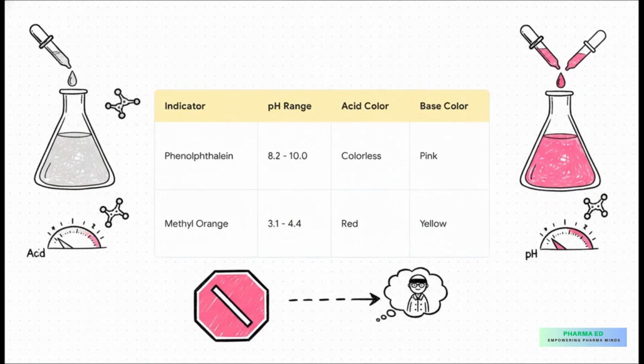So, how do these indicators actually work? Well, they're basically special dyes that are sensitive to pH. They change color within a very specific pH range. Take phenolphthalein, for example. It's completely colorless in an acidic solution.